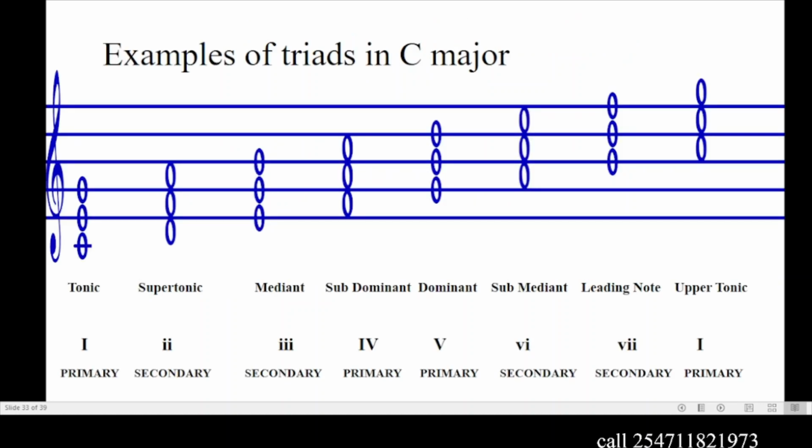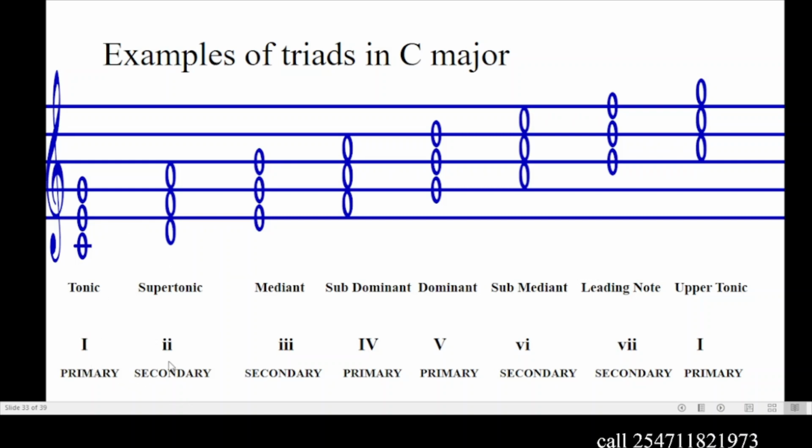An example of triads in C major. These are examples of triads in C major. Now, the tonic triad will be the first one. This one will be the tonic. It is in the key of C. It starts on the tonic note of the scale, so it starts on C. That will be the tonic triad, and it's a primary triad.